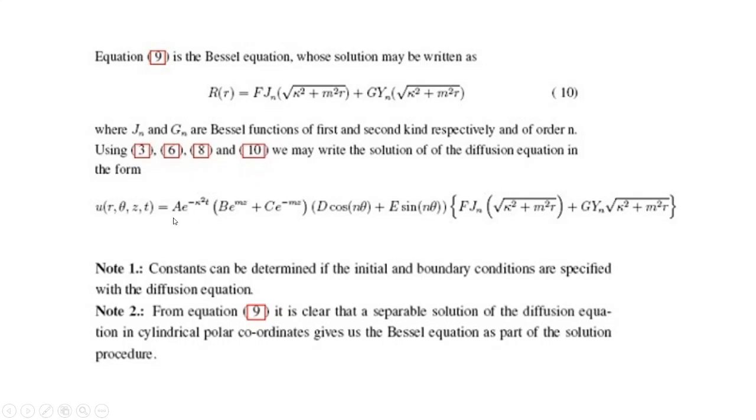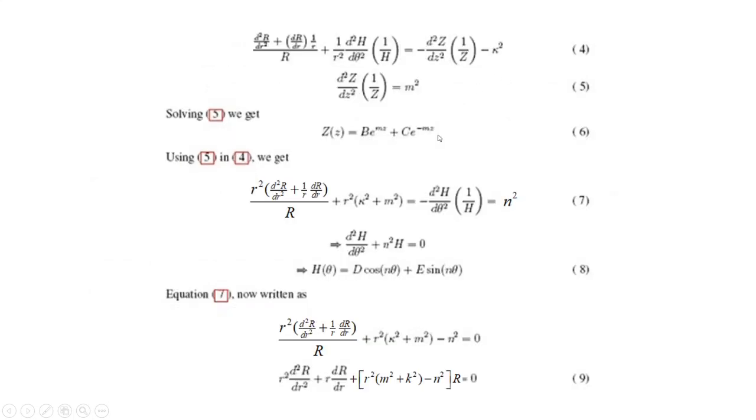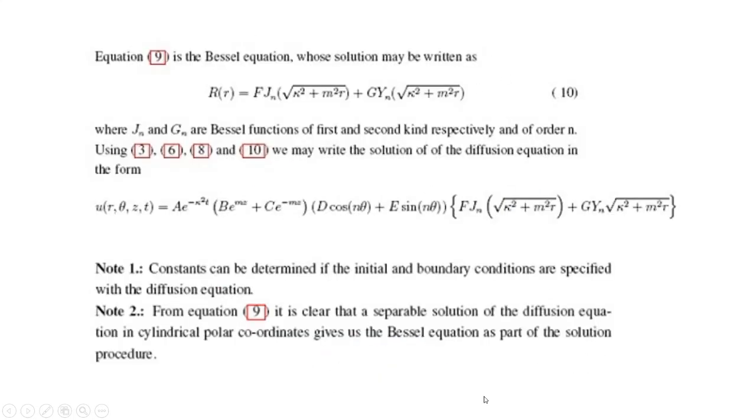And what about the constants A, B, C, D, E, F, G? Yes, we can find them when the initial and boundary conditions are specified. From equation 9, it is clear that the separable solution of the diffusion equation in cylindrical polar coordinates gives us the Bessel's equation as part of the solution procedure. So while solving this equation, we get the Bessel's equation. So this is all about the solution of the heat equation in cylindrical polar coordinates. Thank you.